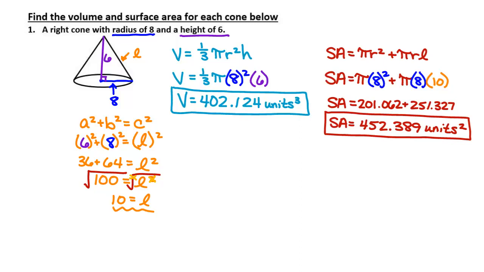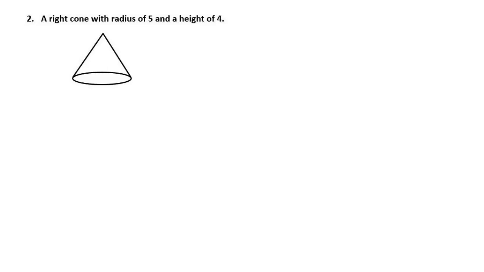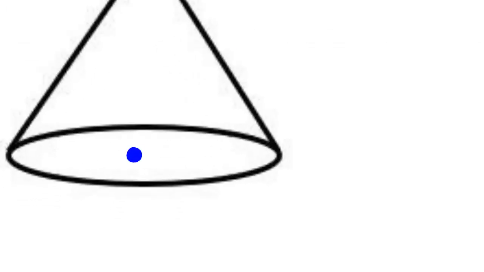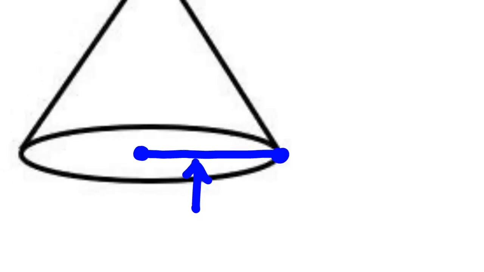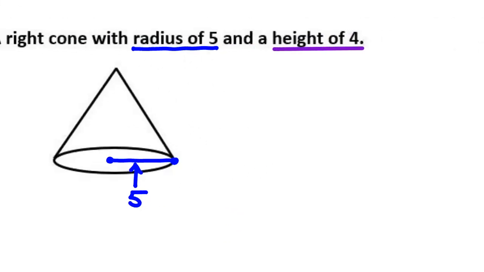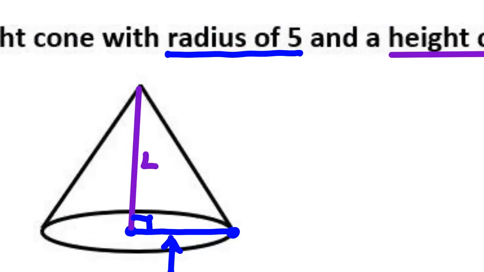Let's try another one with a cone. This time it tells me that I have a radius of 5. So from the center of my base out to the edge would be 5. And then a height of 4. So my altitude here makes a right angle where it hits that radius. And this is 4.